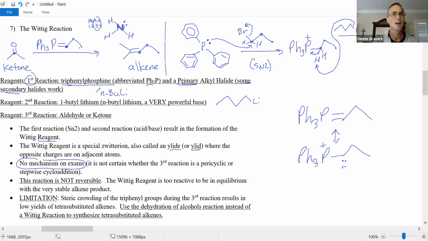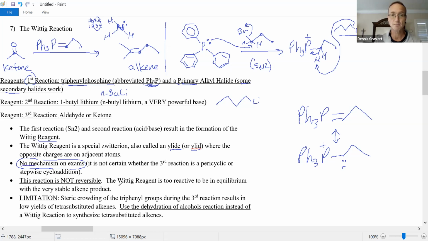First reaction, SN2 between triphenylphosphine and your choice of primary or secondary halide. And then you add n-butyl lithium. This molecule, four carbons, and at the end of the chain is a lithium atom. Very powerful base. That kind of activates the Wittig reagent. And then you add your ketone or aldehyde, and they couple together.